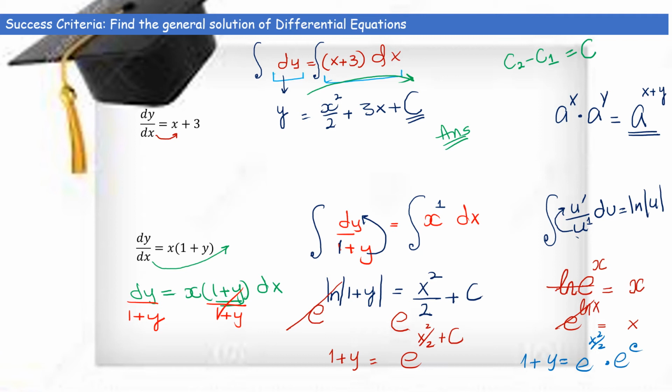And why did I do this? Because I know that e to the power c is also a constant. So rather than writing e to the power c, I can use only the c constant of integration. So it will be c e to the power x square over 2. Bring the 1 on the other side, so it will give you minus 1. Now this is the value of y. It means you can say this is your general solution of this differential equation.